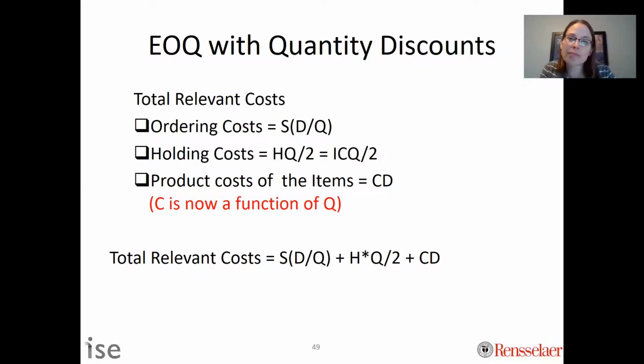So the EOQ model with quantity discounts is a variation of this that incorporates that if I place an order for more than some amount, that increases or decreases my product cost. So you can think about it, if I order 500 units, I get a discount. If I order at least 200 units, I get a discount, for example. And so when you think about relevant cost, now product cost is relevant because C, the unit cost, is now a function of Q. I pay $2 if I order less than 100. I pay $1.50 per unit if I order more than 50. And so now we have the total relevant cost being this equation.